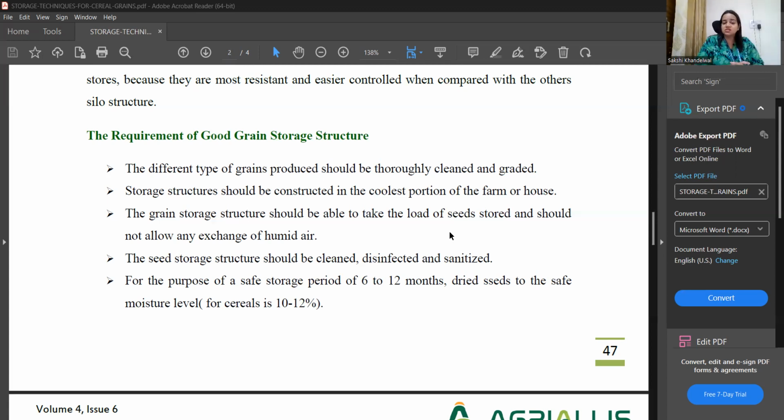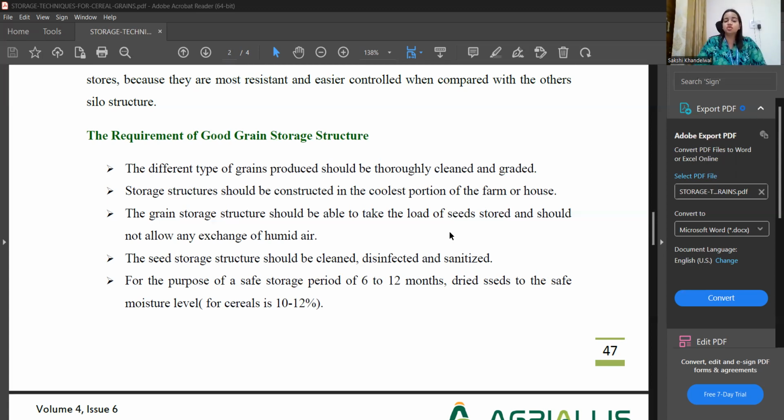So the storage structure should be constructed in the coolest portion of the farm. Make sure whenever you are making storage structures, you always find a place away from the sun or in the shadows. That is the best, because we don't want our grains to be heated over time. Next, the grain storage structure should be able to take the load of seed stores and should not allow an exchange of humid air. Air exchange between the grains and the outside is not allowed, because it can bring more insects and contaminants into the cereals.